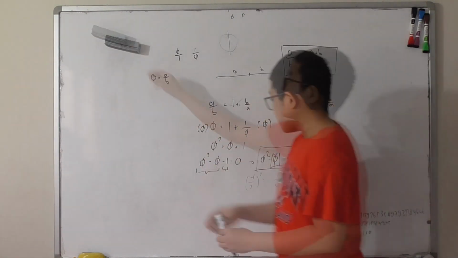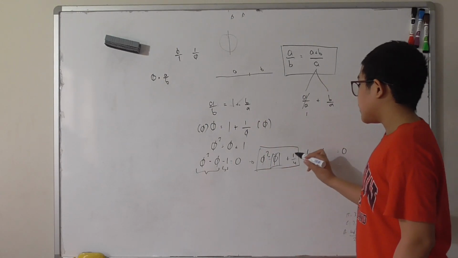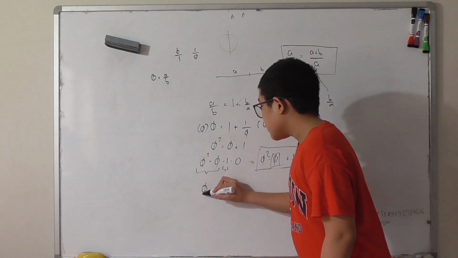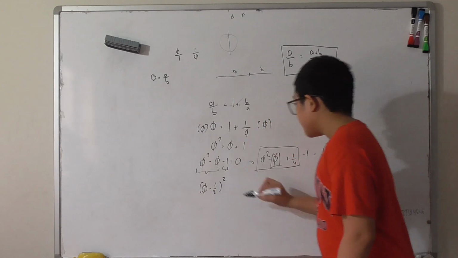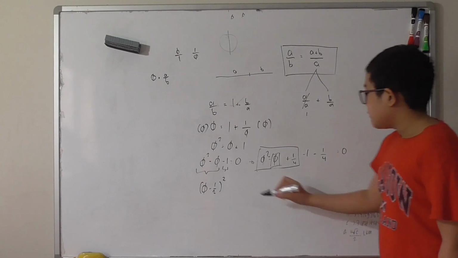Let's do that real quick. What is the factorization for phi squared minus phi plus 1/4? That's going to be phi minus a half, squared. Don't forget the minus 1 minus 1/4. That's going to be what? Minus 5/4.